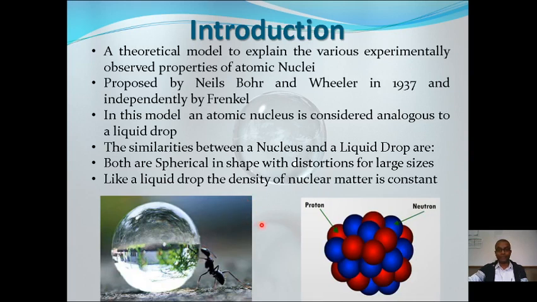So these are two figures. This is a liquid drop. An ant is trying to see what it is. Similarly, this is a figurative depiction of a nucleus having the protons and the neutrons. The protons and the neutrons, that is the nucleons, are held together in a closely packed structure, and the structure apparently is spherical. So these are just comparisons between a liquid drop and a nucleus.